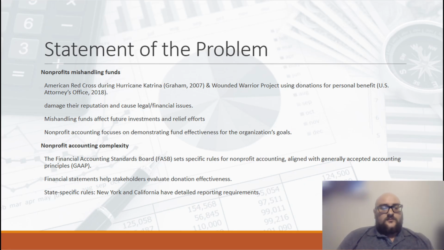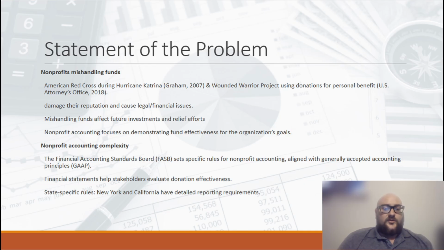Nonprofits are a crucial part of communities, but the mishandling of funds can damage their reputation and also cause legal and financial issues for these types of organizations. Two examples of the mishandling of funds include the American Red Cross notoriously mishandling the funds in relief efforts such as Hurricane Katrina. There was a reduction of sympathies for victims based off of their mishandling of funds.